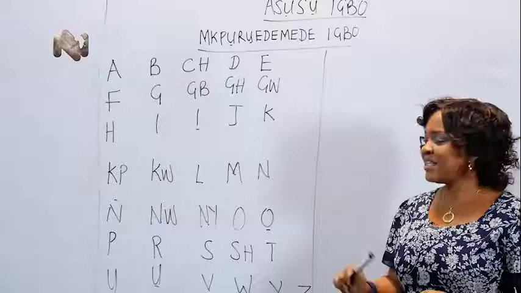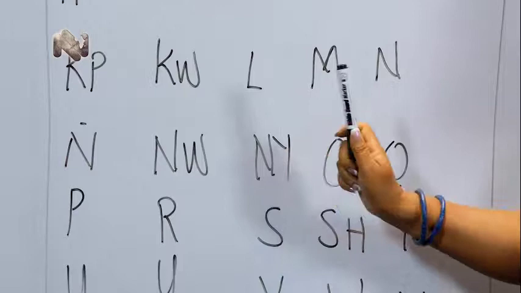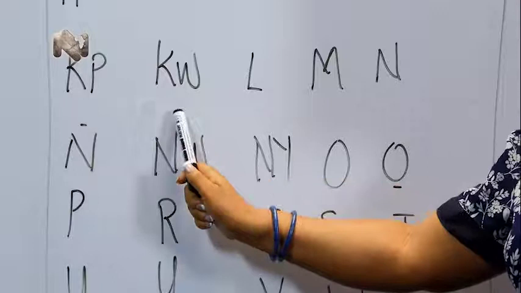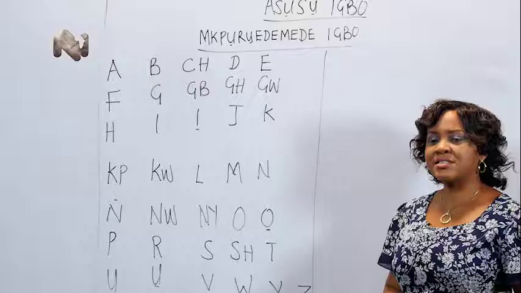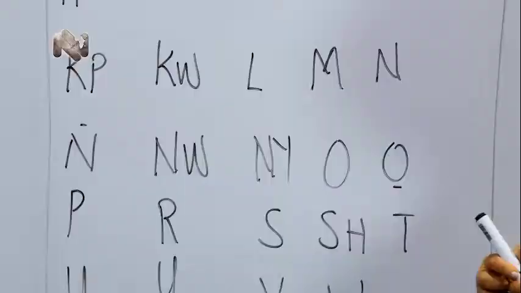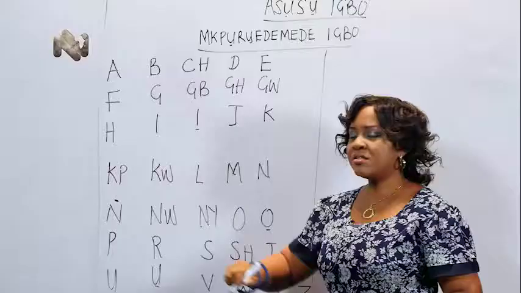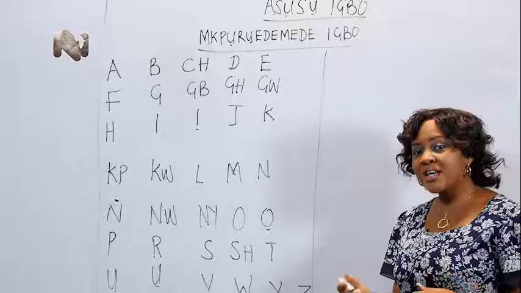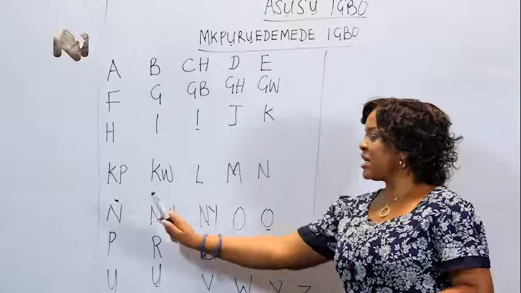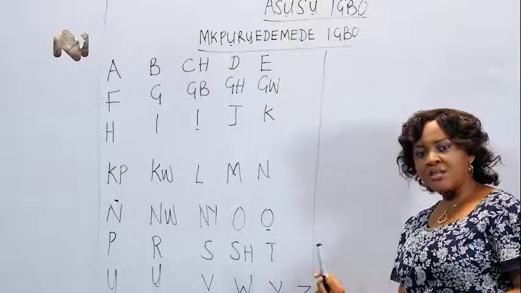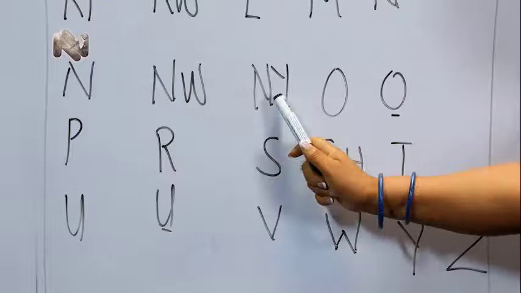Let's continue from the fourth line. Kp, Kw, L, M, N. Let's go. One more time. The next one, Ṅ. There's a dot here, so it's not N, but Ṅ. Let's take it. Ṅ, Nw, Ny, O, Ọ, because of the dot underneath. Let's take it again.